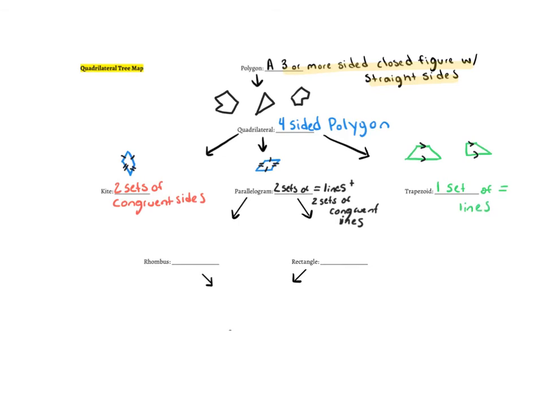Now, you make sure you're putting these little arrows here to show a quadrilateral can be a kite is an example, parallelogram is an example, trapezoid is an example. Now, a parallelogram, right, draw these little arrows here. The next category under parallelogram is our rhombus.